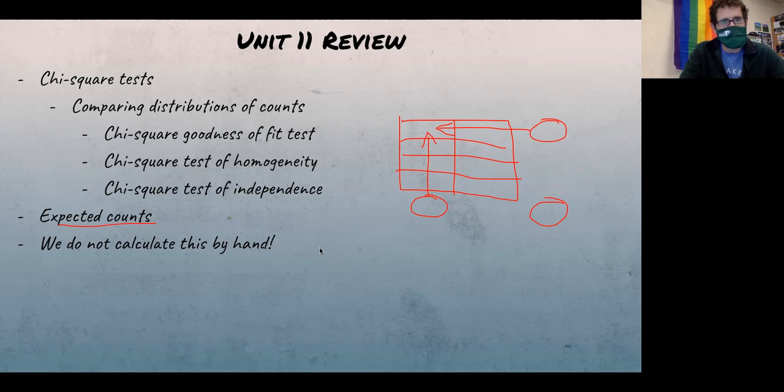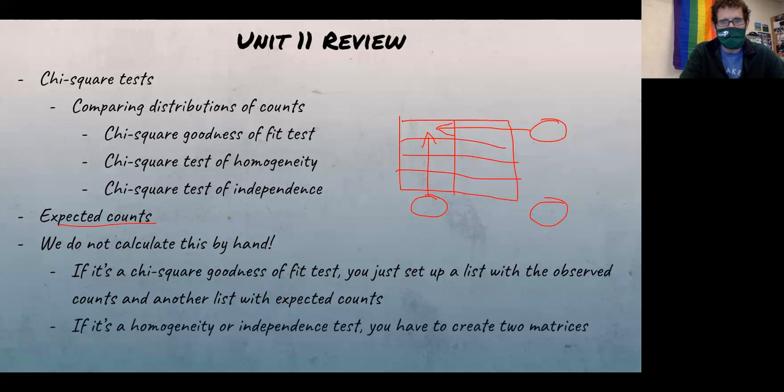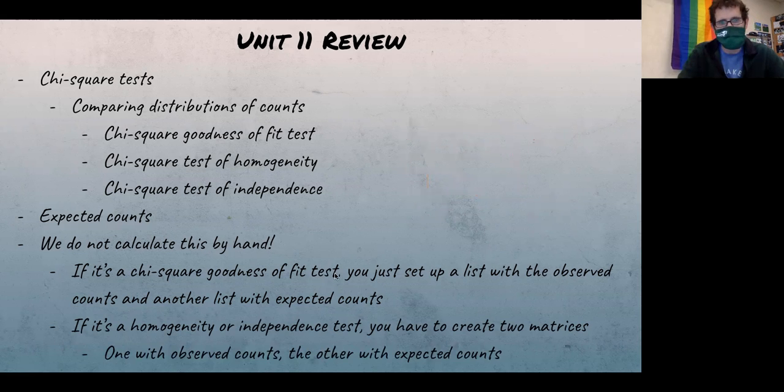Okay, we do not calculate chi-square test statistics by hand. That would be very time consuming. You set up a list or two matrices, and then you let the calculator handle it from there. And of course, knowing that we don't do this by hand, it's unlikely you're going to get a test where you have to even calculate this, because like I keep saying, AP sets this up where technically you can take the test without a calculator.